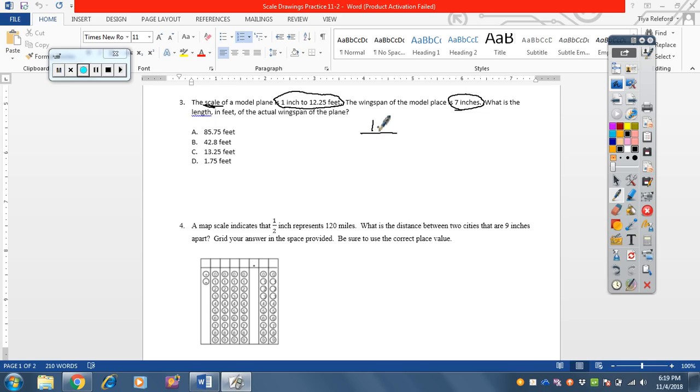Your ratio is right here. 1 inch is 12.25 feet. The other side is where you're going to put your 7 inches. And it's going to go on top because inches stays on top. You're going to multiply 1 times x, and then you're going to multiply 12.25 times 7. And again, you don't even have to fully complete that, and you'll figure out the answer.